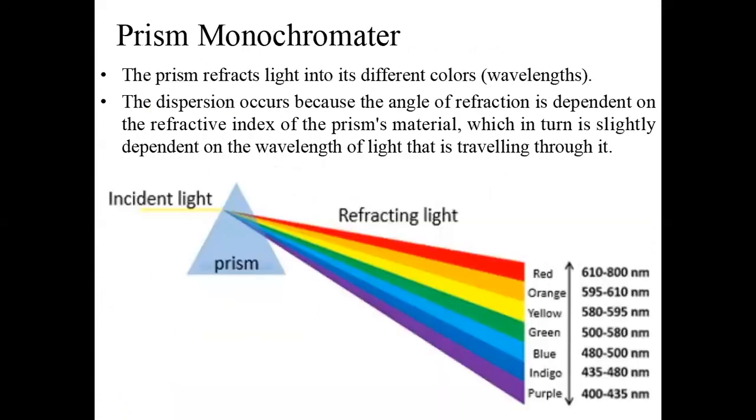Prism monochromator. The prism separates light into its different colors, or different wavelengths. The dispersion occurs because the angle of refraction is dependent on the refractive index of the prism's material, which in turn is slightly dependent on the wavelength of light traveling through it. In this diagram we can see the incident light is passed through the prism, and then it is refracted at different wavelengths, and the different wavelengths show different colors.